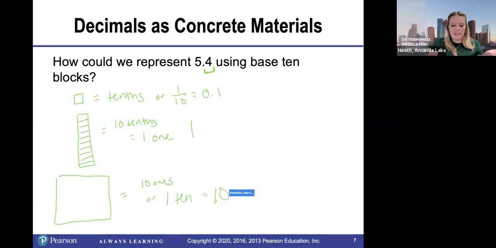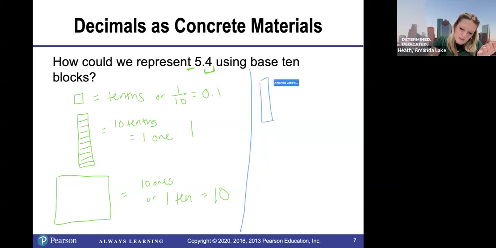I'm not going to need to use the big square here because I don't have any 10's in 5.4, but I need 5 1's. So if I go to represent this number here, I have 5 1's.